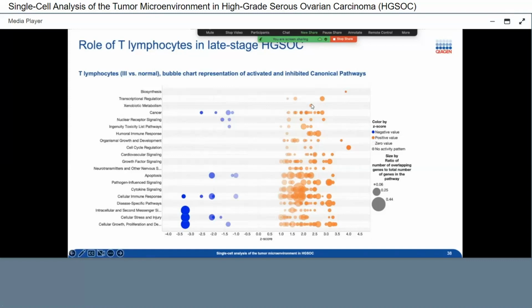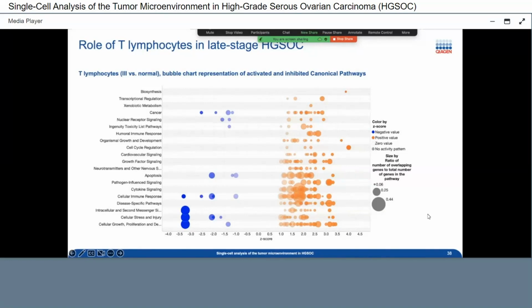But what I wanted to show here, this is about T-influenza cytes. This is the comparison where I'm looking at T-influenza cytes, stage 3 versus normal. And you can tell there's a lot of things going on in the cytokine, cellular immune responses, cellular stress, heavily orange, and other things.